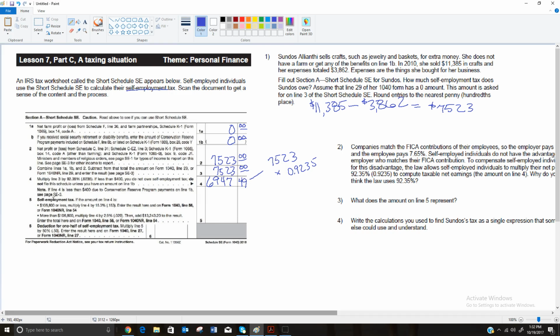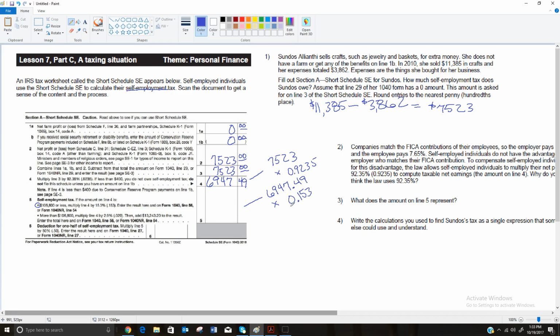For number 5, it says to calculate that self-employment tax, if it's $106,800 or less, do this. If it's more than $106,800, do this. Well, we're definitely in this category. She's not above $106,800. So for this line, we're going to take $6,947.49, and we're going to multiply it by 15.3%, so 0.153. Again, it says 15.3% here, but they're nice enough that they actually show you the decimal.